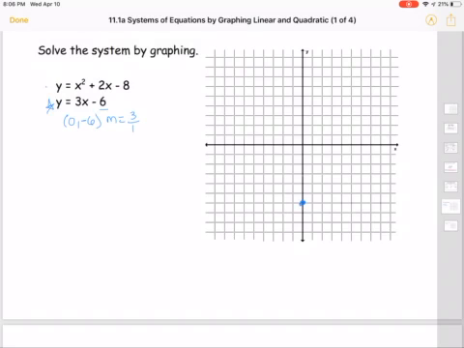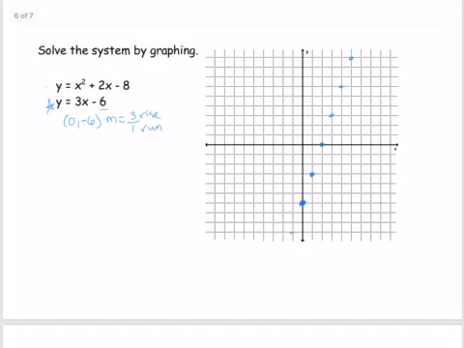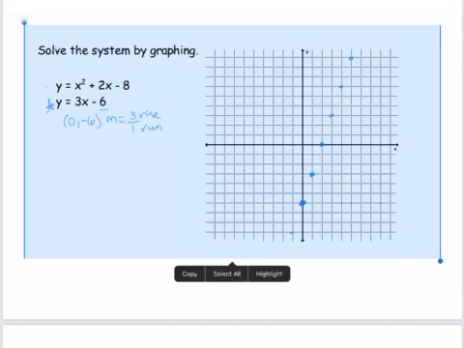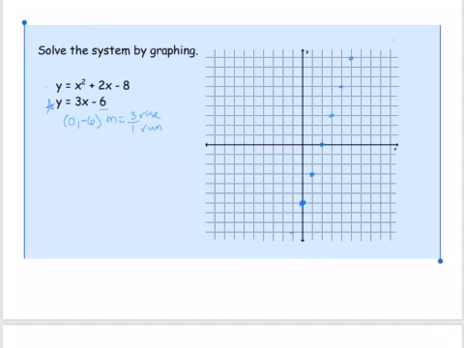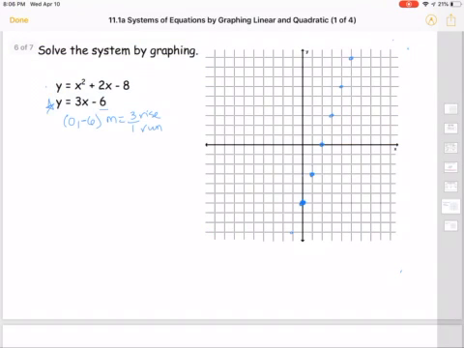And since my slope is 3 over 1, that is my rise over my run. So I'm going to go up 3, up 1, 2, 3, and over 1 to make a point. Up 1, 2, 3, and over 1. I'm going to keep going just to get this filled in. And then I'm going to connect all of my points. So when I connect all of my points, here is my linear equation. Right there, that's our line.